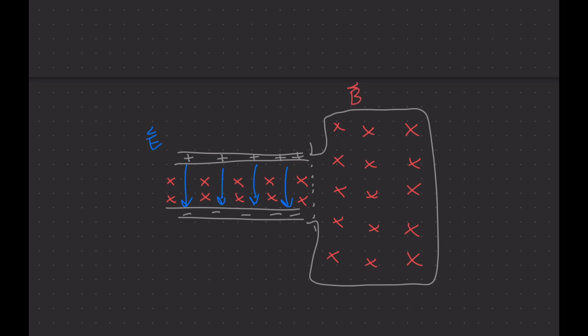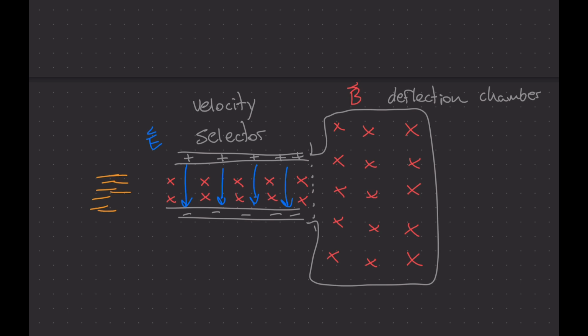E is pointing down. So this whole thing here is actually called the velocity selector. You may have seen this in some problems. And this whole thing over here with just the magnetic field is called the deflection chamber. So what happens here is a bunch of charged particles get shot into this velocity selector, and they're going in different directions.